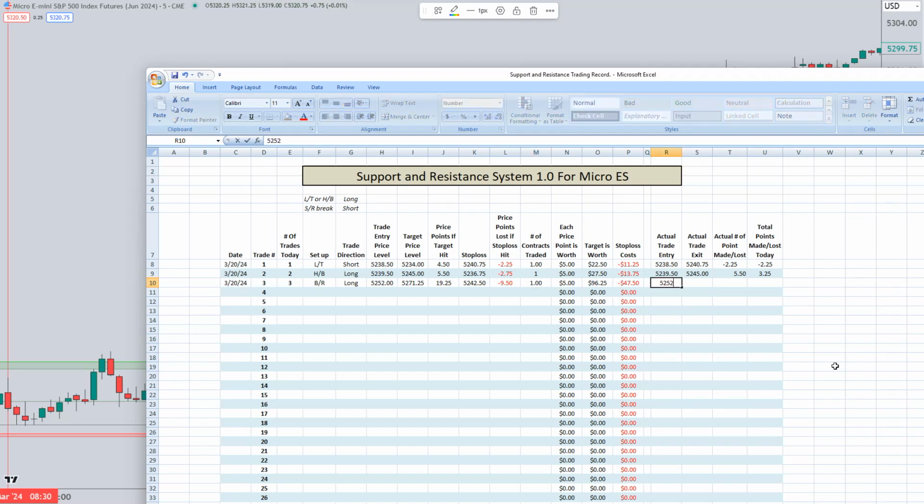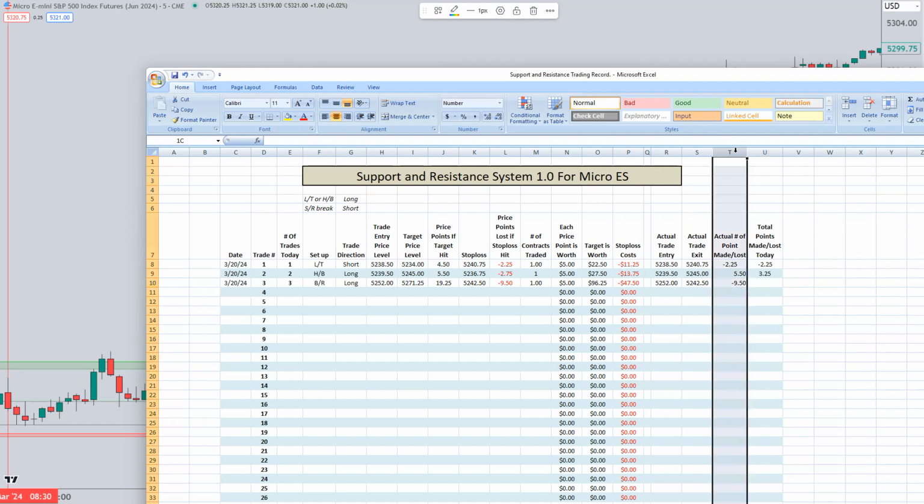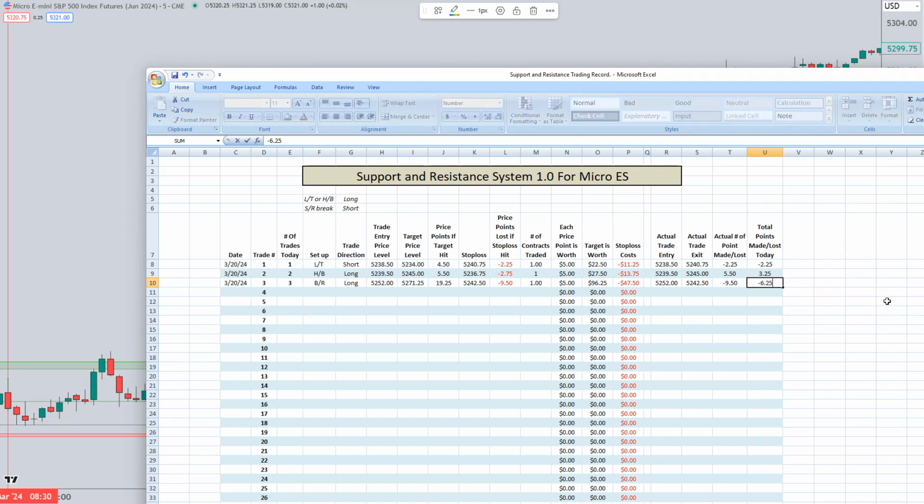So 52.52 was our entry. Our exit was 52.425. We lost 9.5 points. And again, let me move this over there. So we are down, what is that, minus 6.25 points for the day.